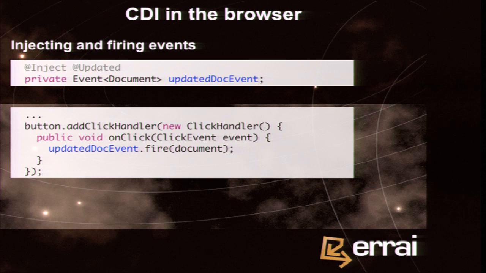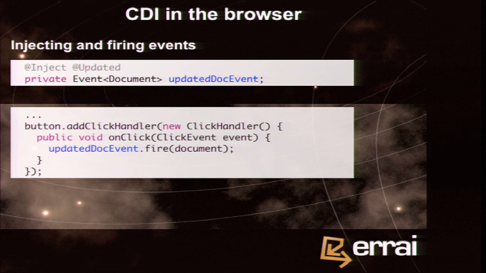This is exactly like CDI you would have used on the server. Here we're looking at two features of CDI. One is the dependency injection feature, and the other is the eventing feature. So at the top code block there, we have injected an @updated event of document, and we're calling it updated doc event.